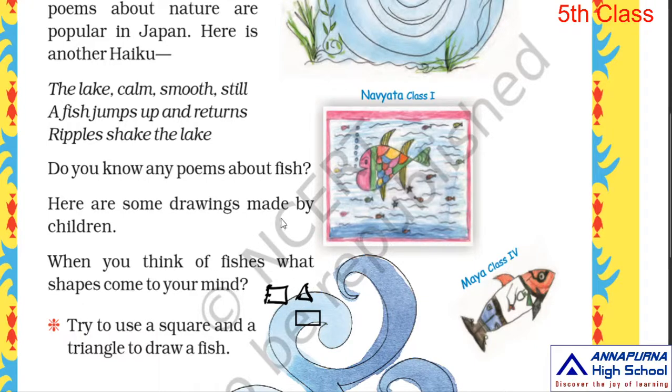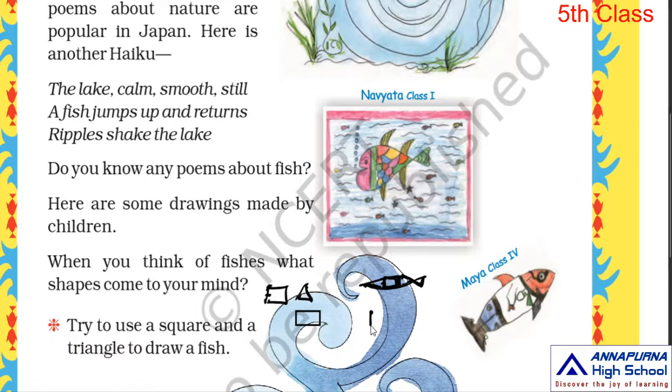First, you tell me, do you know about a fish? So, what is the shape of the fish? This is the fish. Have you observed? We can find the fish. Suppose if you observe carefully, we can find some squares and triangles. This is the square or a rectangle, and this is a triangle, and this is another triangle, and the tail of the fish is the third triangle. That means by using square and triangle, we can draw the fish.